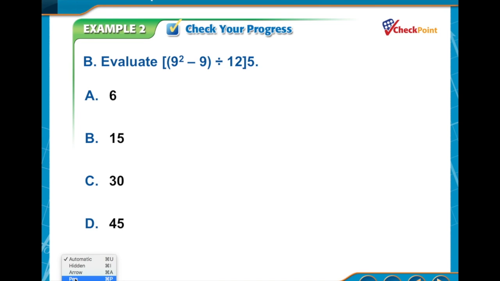So I know 9 squared is going to give me 9 times 9, which is 81. 81 minus 9 is what's in parentheses. 81 minus 9, I know, will give me 72. So 72 is in parentheses. It's divided by 12. All that's in parentheses. And then we're multiplying it by 5.